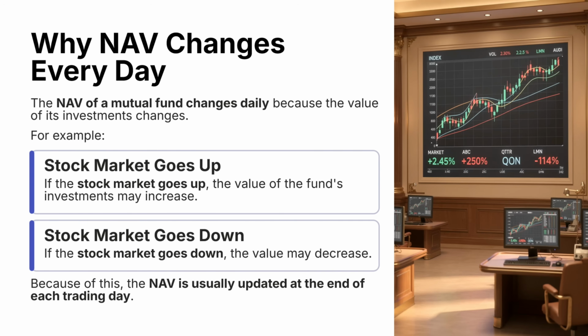Now we will see why NAV changes every day. The NAV of a mutual fund changes daily because the value of its investments changes. For example, if the stock market goes up, the value of the fund's investments may increase. If the stock market goes down, the value may decrease. Because of this, the NAV is usually updated at the end of each trading day.